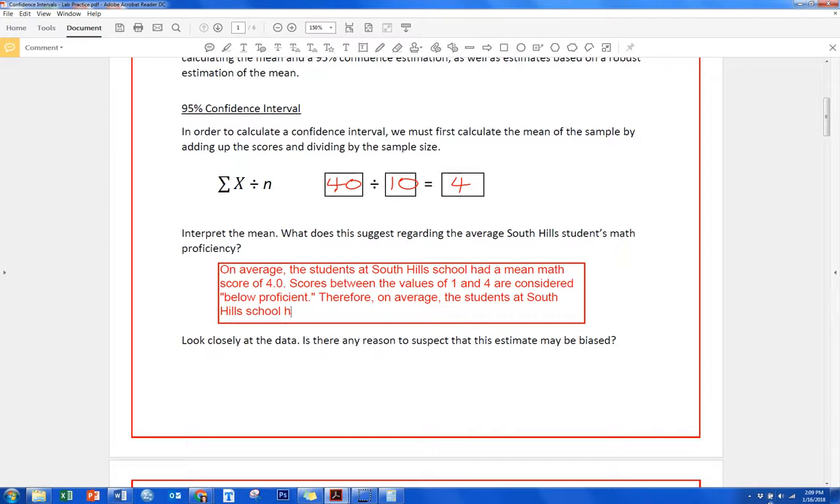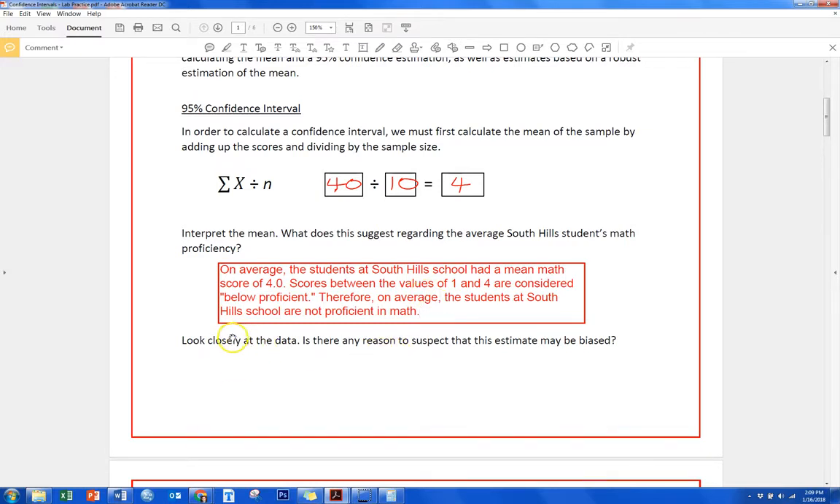Let's see, how about this? Are not proficient in math. So I like to word it using common language, not a lot of technical language here, so that it just makes sense. So on average, the students are not proficient in math, just below. Right, so we've made sense out of that score.